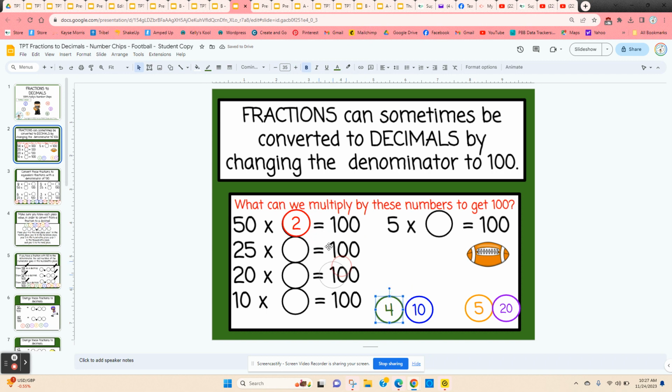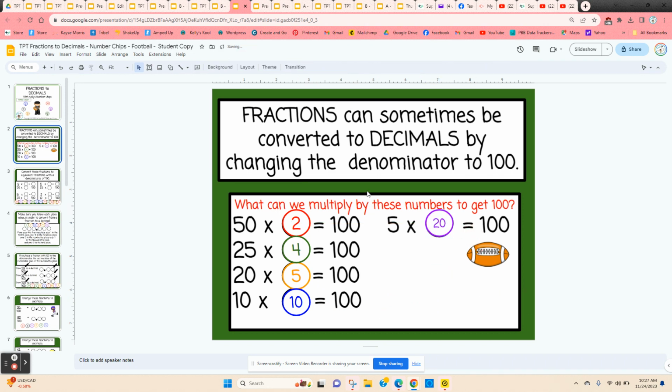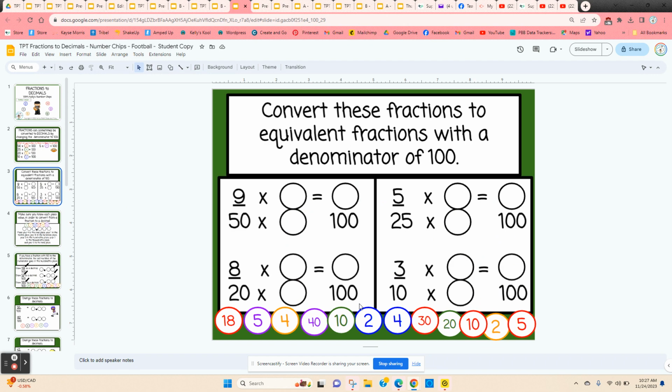25, we're going to multiply by 4, and they just need to know these very simple conversions. 20 multiplied times 5, 10 times 10, and 5 times 20. This is also a good slide to practice moving the chips. On the next slide, students have more numbers. They're going to look to see what they're going to multiply each of these numbers by in order to get an equivalent fraction with 100 in the denominator. So it just follows the previous slide.